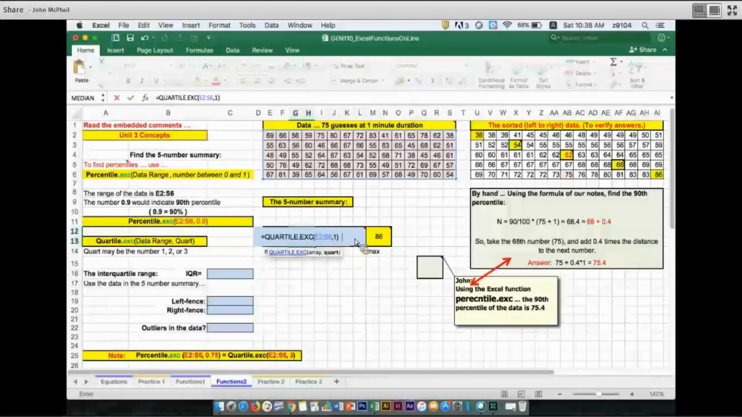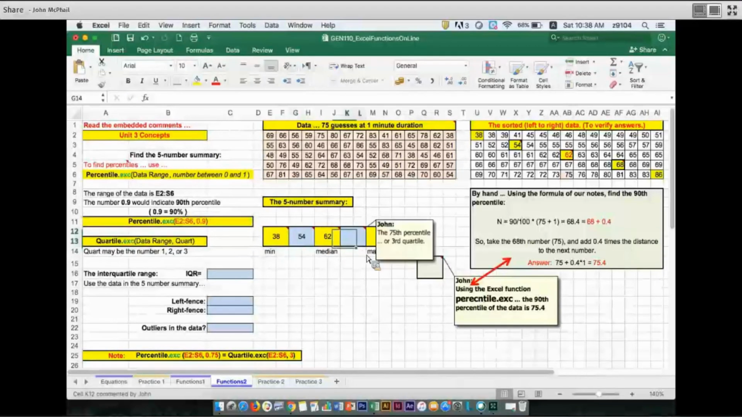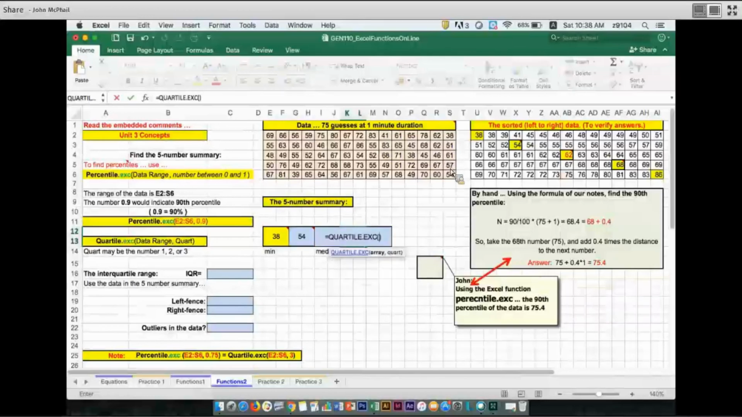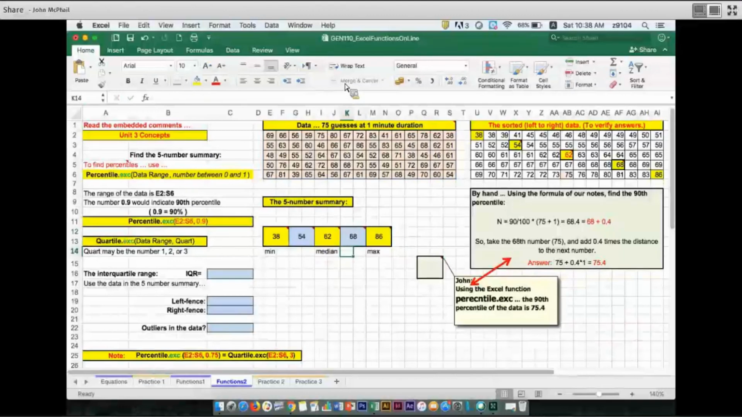Similarly, the third quartile, select the Quartile.exc, supply the array of data, comma, 3 for the third quartile. And so we have completed our 5-number summary consisting of the first quartile and the third quartile, along with our statistics, minimum, maximum, and the median.